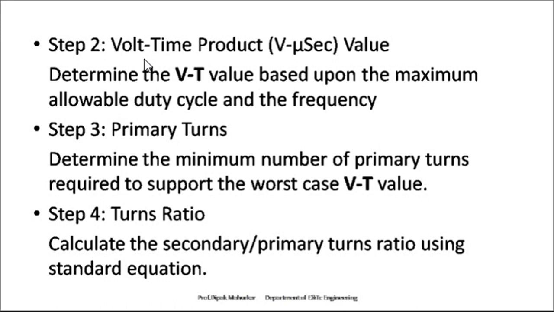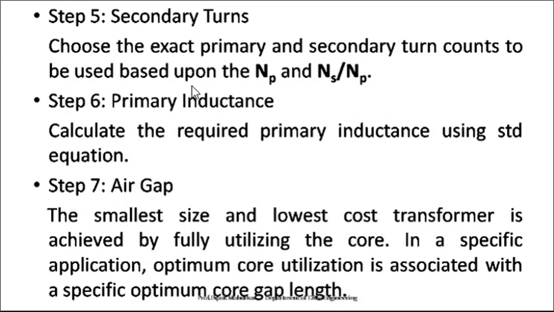Step 4, turn ratio. Calculate the secondary to primary turns ratio using the standard equation. Secondary turns: choose the exact primary and secondary turns counts to be used based upon the NP and NS. N is turns, P for primary, S for secondary.